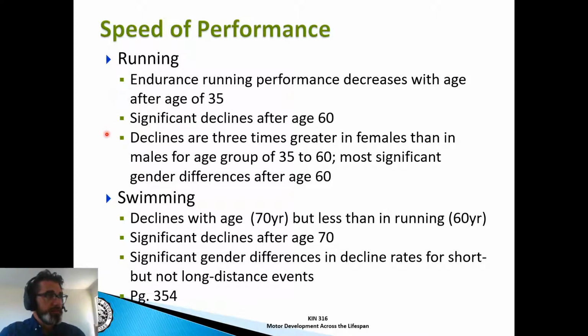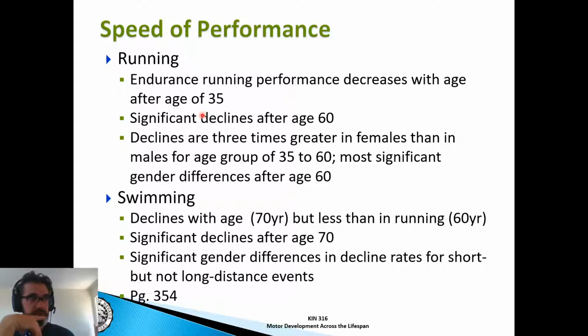So, speed of performance. Running, swimming, these are now kind of interventions we can utilize. So things that we can also identify with decline is that endurance running performance decreases after age 35, but very gradually. So it's not like you hit 35 and then you see a steep drop off. It's not until age 60 that you start to see these significant declines. Declines are 3 times greater in females than in males for the age group of 35 to 60.